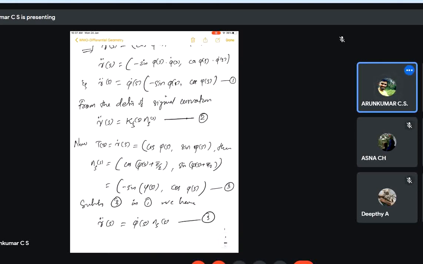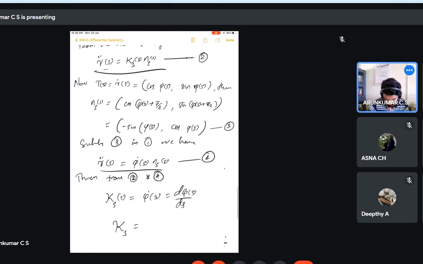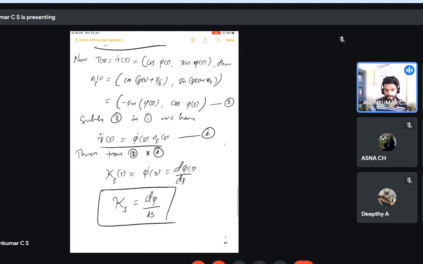This is my third equation, and if I read out this 4, then from 1 and not 1, 2 and 4, this equation and this equation, ks of s is equal to phi dot s. What is phi dot s? d phi by ds at the point s. So broadly, if you forget about the variable, the signed curvature is the derivative of the turning angle.